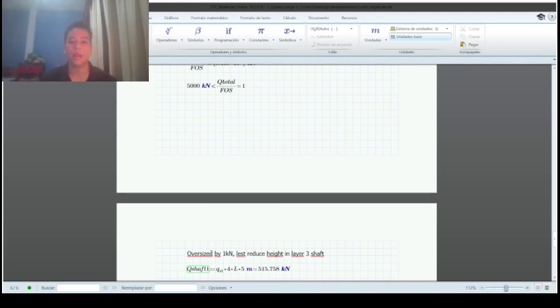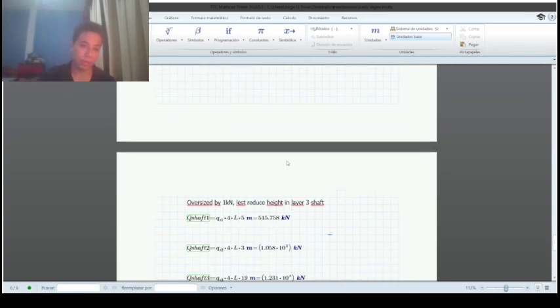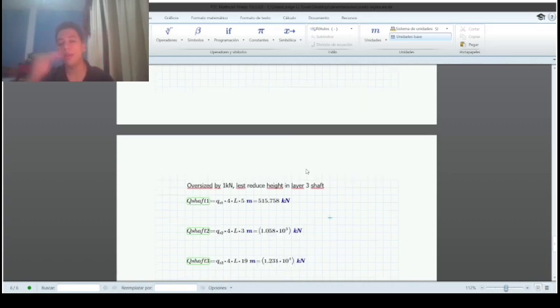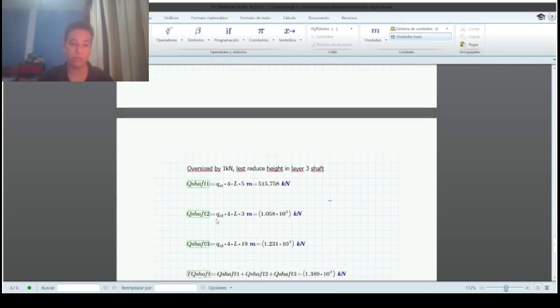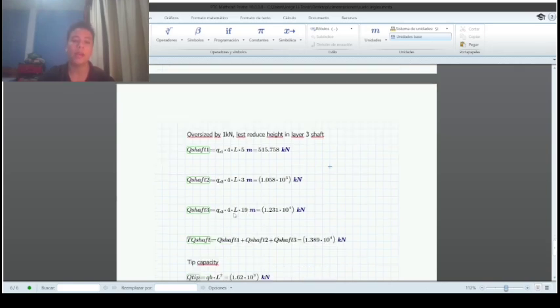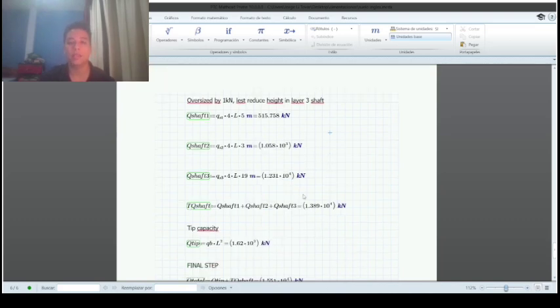whole kilonewton. So let's reduce the height in layer 3. You can also reduce the dimension. That's another way you can do it. But for this example, let's go with the height. If you reduce the height in layer 3, what's going to change? Shaft 1, the same. Shaft 2, the same. Shaft 3, okay, we're not going to play with 19 meters. Shaft 3, we're going to change.